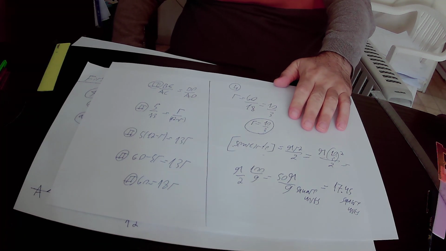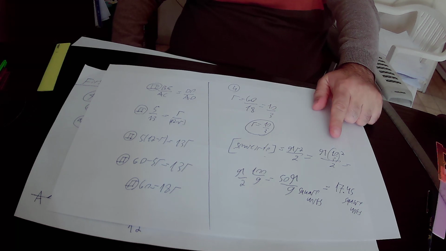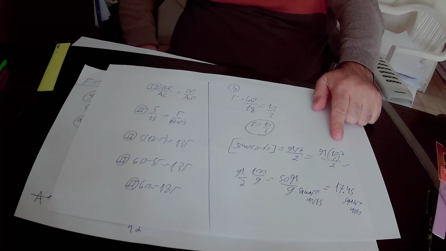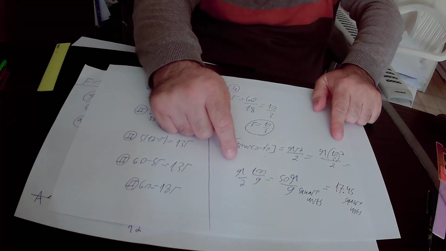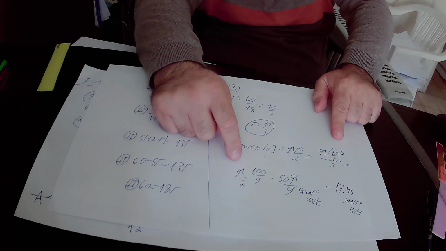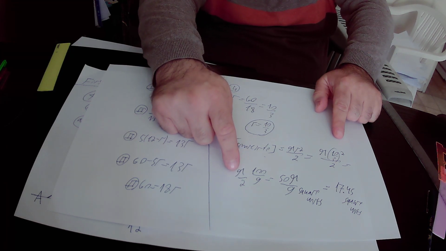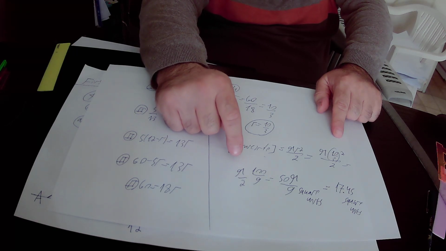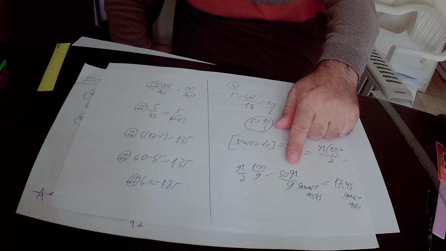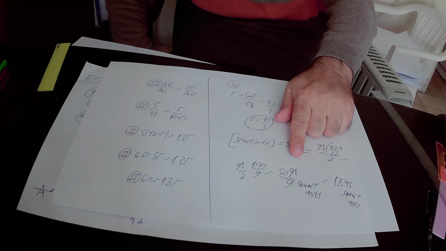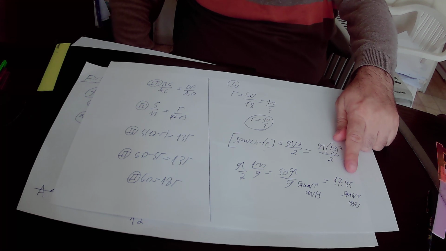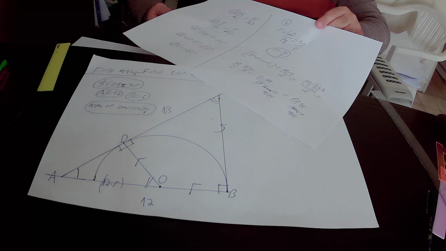And the area of the semicircle equals pi r squared over 2. R is 10 over 3, so pi r squared over 2 is pi times 10 over 3 squared over 2. 10 over 3 squared is 100 over 9. So we found that the area of the semicircle equals pi times 100 over 9 over 2. 100 over 2 is 50. So the area of the semicircle equals 50 pi over 9 square units, or in terms of numbers, it equals 17.45 square units. So we finished with the first method.